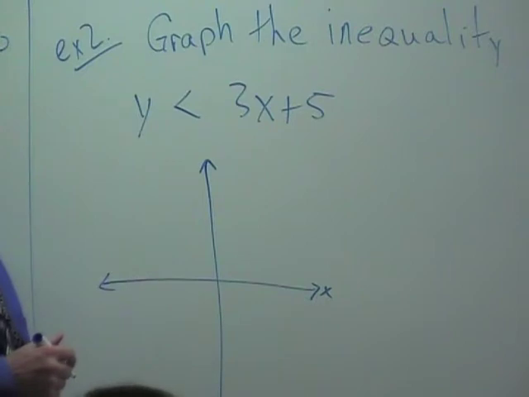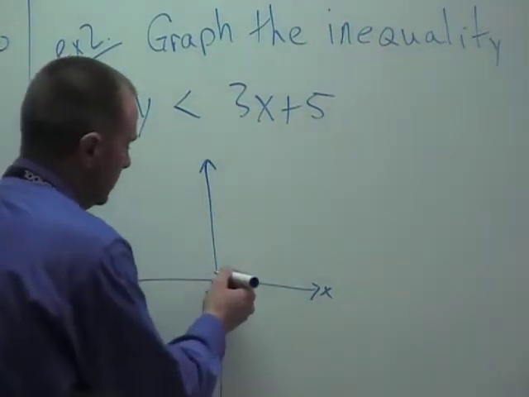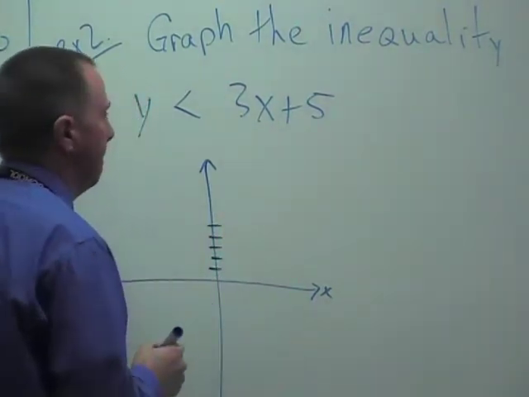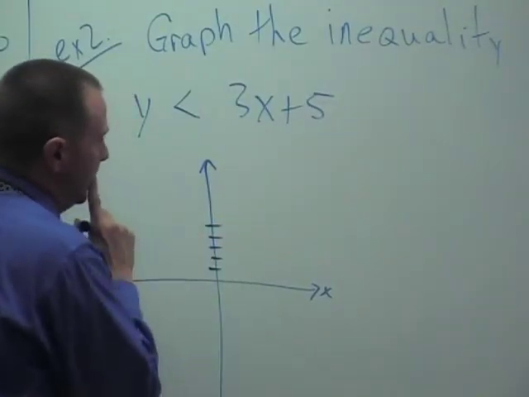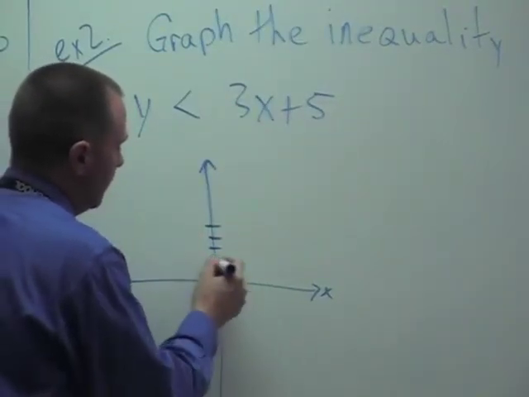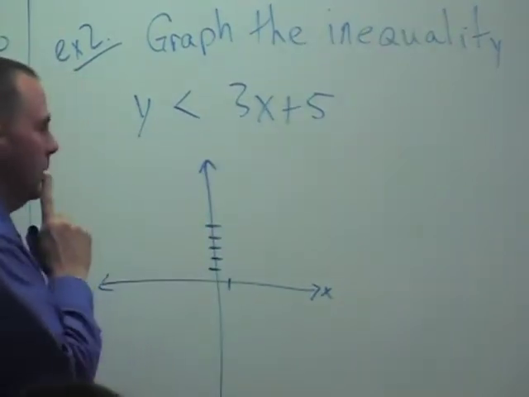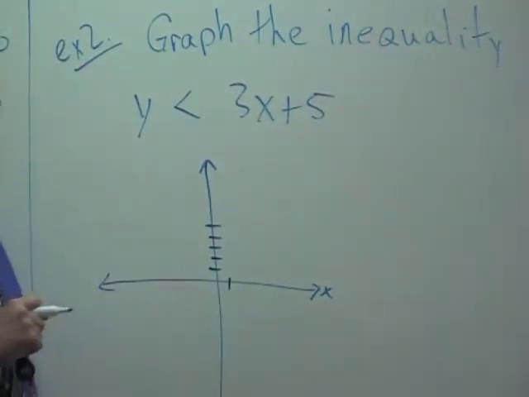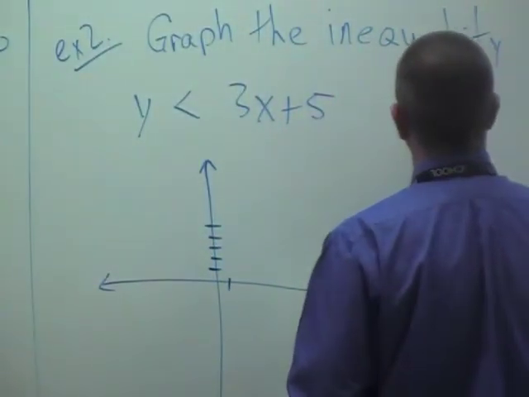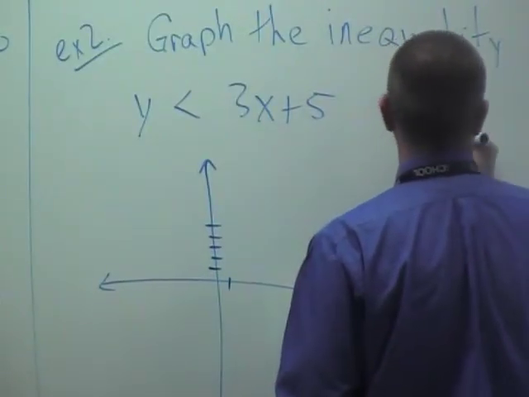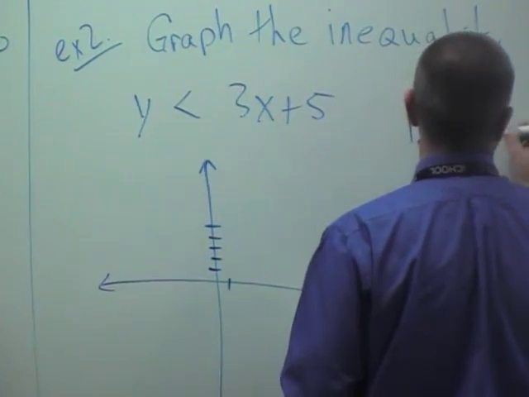You would go up 5 on the y-axis. Put a point there, and then go up 3 more and to the right one. Here are some things you need to know, or I need to remind you. First, and this is a must, put it into slope-intercept form.